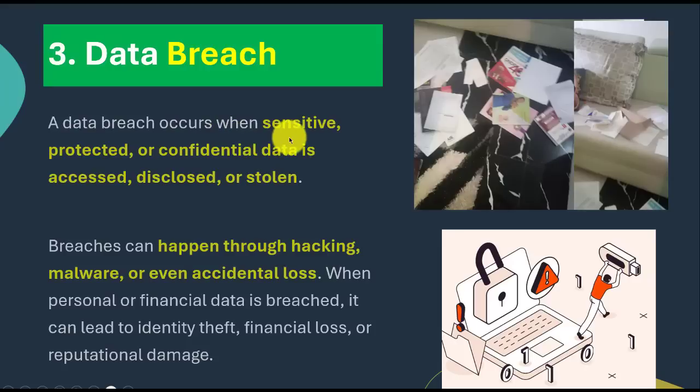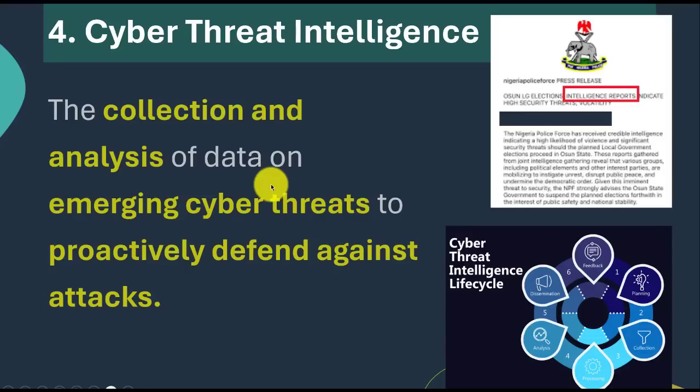So a data breach occurs when sensitive, protected, or confidential data is accessed, disclosed, or stolen. So breaches can happen through hacking, malware, or even accidental loss. So that is data breach. Oh, my data has been breached. So that's it. Let's go to number 4.